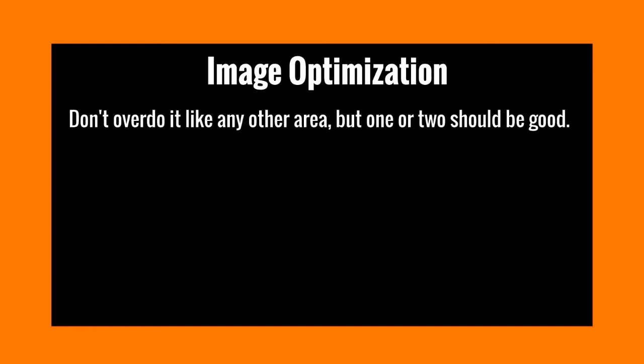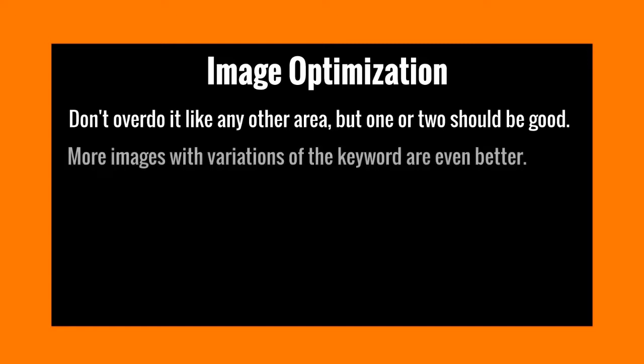So that is why making sure that your keywords and your images fit and they're accurate enough, but you don't want to overdo it in any other area. But 1 or 2 should be good, 3 or 4 should be fine, but you definitely don't want to overdo it. Now, like I said, more images with variations of the keyword are even better. So if we are focusing specifically on red shoes as the post, maybe a specific brand name of shoes, you might want to put the brand name. You might want to put the brand name plus red shoes. You might want to put shoes red or red, something that's a synonym of shoes.